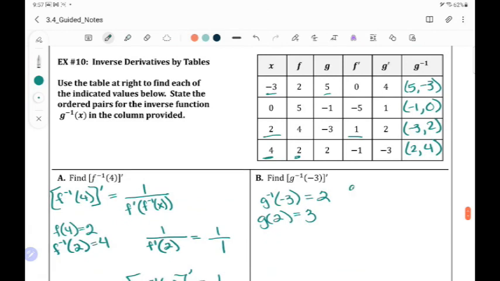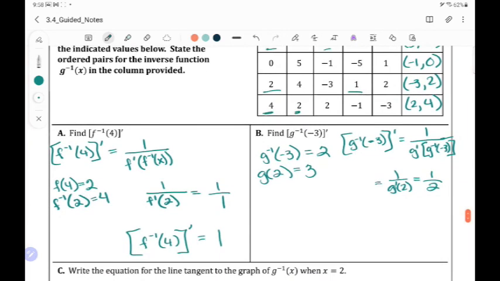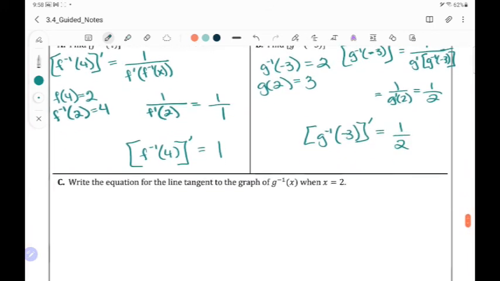We can do the same thing we did on the other problem. G inverse of negative 3 prime equals 1 over G prime of G inverse of negative 3. And so that means it's going to be 1 over G prime of 2, which equals what? What is G prime of 2? It's 2. Oh, I almost wrote 2 instead of 1 over 2. So G inverse of negative 3 prime equals 1/2. Hopefully you're getting the idea.